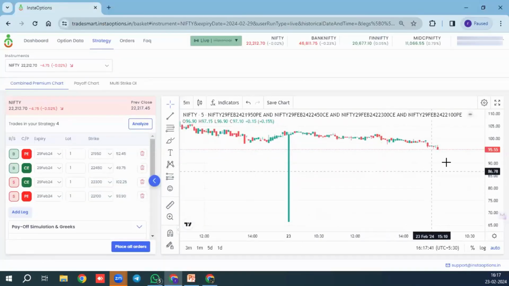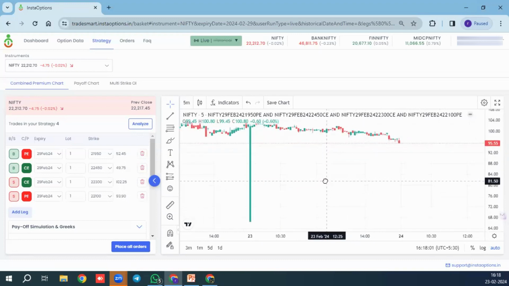Net credit, exactly, that is correct. Now we have sold these 2, so we need to add these 2, and we have bought these 2, we need to add these 2 and subtract both. Exactly, if you say it is net credit, that is the right term to define.